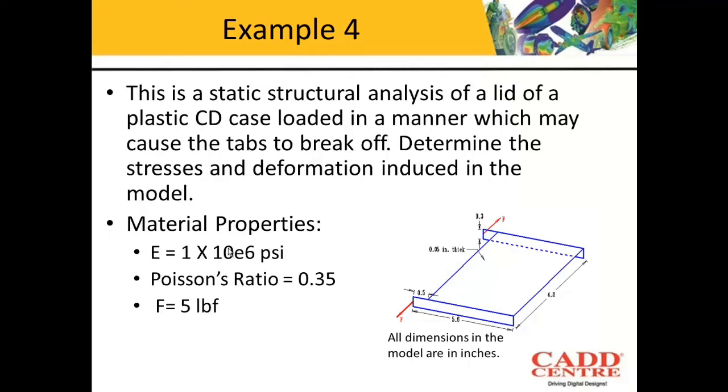The material properties are given over here. We have to create one new material whose Young's modulus is 1e6 psi. Poisson's ratio is 0.35. The force acting on these tabs over here is 5 lbf. All the model dimensions are given over here, and they are in inches. So now let us create this model and solve it.